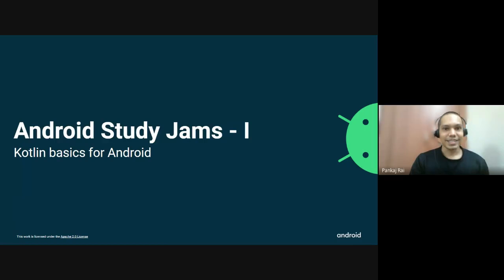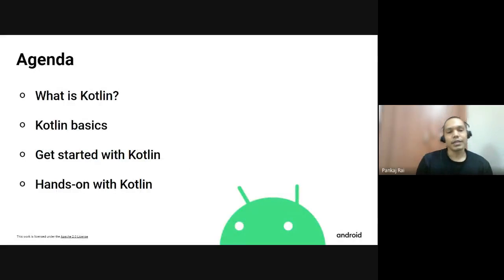Well, let me start the study jam now. So here we'll talk about Kotlin first. What is Kotlin? The Kotlin basics. Then we'll also see how we can get started with Kotlin. Later on, I'll show the hands-on with Kotlin, where if you already have IntelliJ or Android Studio, then you can try it there. Or if you do not have it, then Kotlin Playground is an online environment where you can try out that code. Okay, so let me start with what is Kotlin.